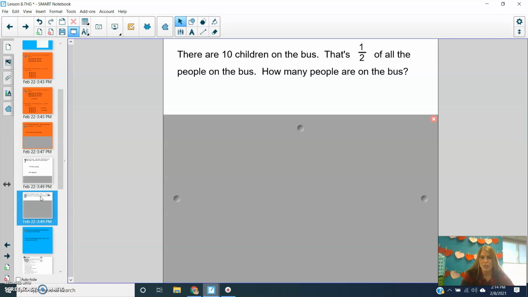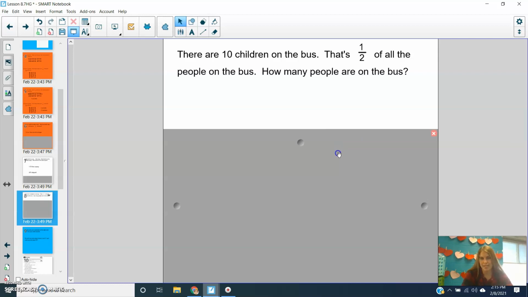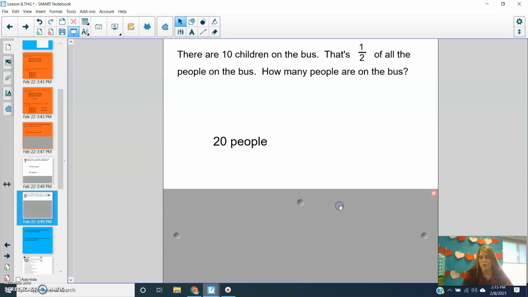We'll try one more problem. There are 10 children on the bus, and 10 children is half of the people on the bus. So how many total people are on the bus? Press pause and play when you're ready to check. So if 10 is half, I need to think 10 plus 10, and so there would be 20 total people.